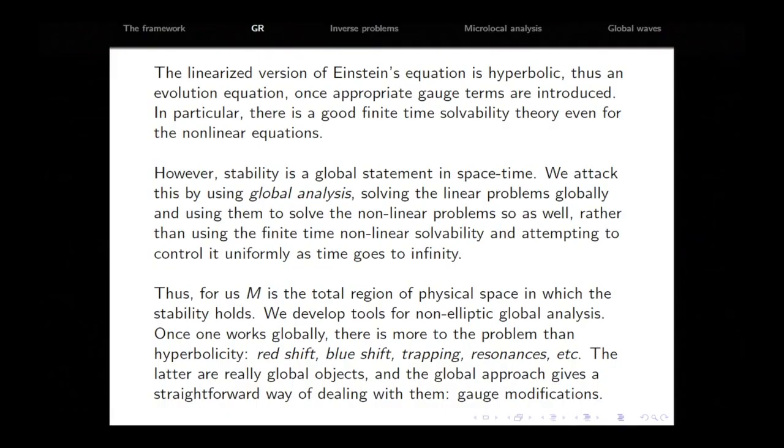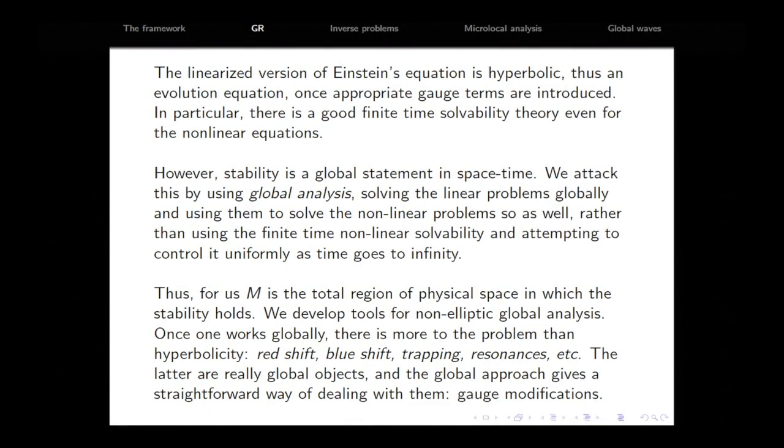The linearized version of this equation is a hyperbolic equation, an evolution equation, like a wave equation, once you add gauge terms. The gauge terms deal with this diffeomorphism invariance issue, and once you do them right, they don't affect anything at the end of the day, so I'm going to ignore these. Once you get the wave equation, even a linear wave equation has perfectly good finite time solvability. For any fixed finite amount of time, if you have a solution, you can perturb it and get another solution. But of course, you typically expect the size of the perturbation to go to zero as you want to solve for longer and longer times.